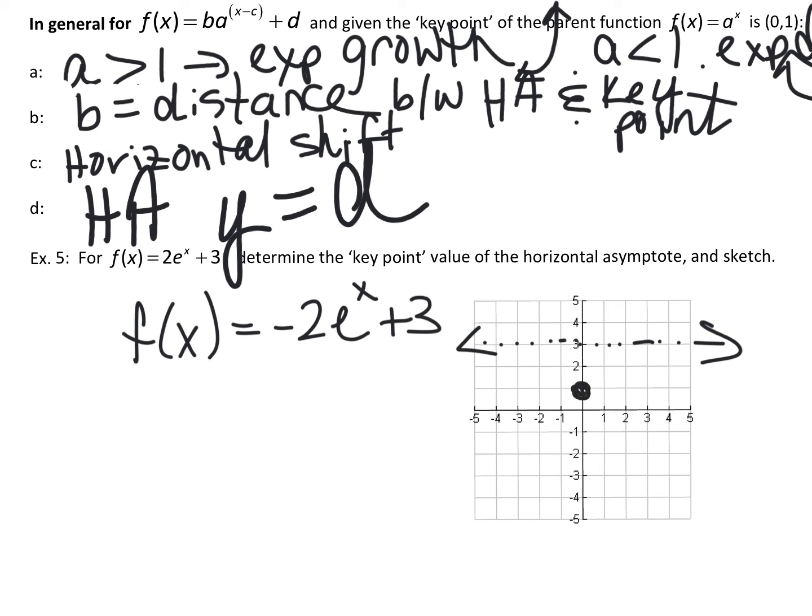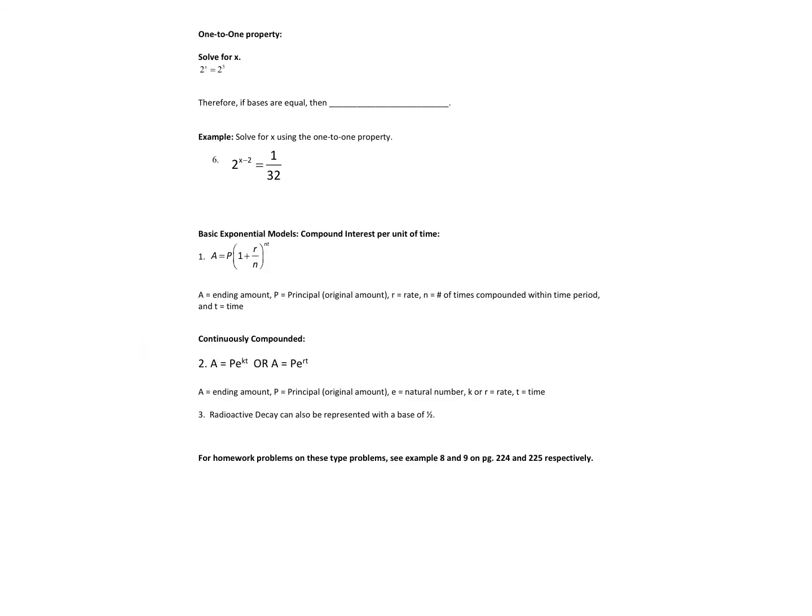And this is exponential growth. Because this base is greater than 1, think about what it would basically look like if it was up here, but I'm reflecting it, so it's going down like that. And that would be the graph.